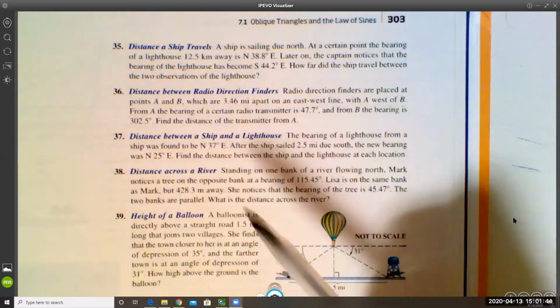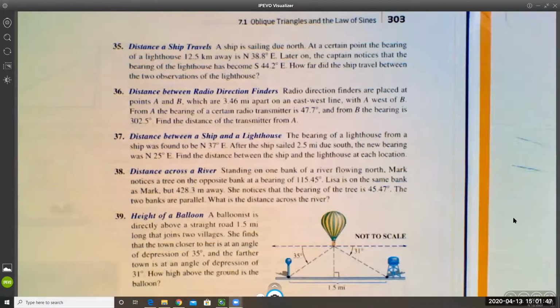Okay, so number 38 says, standing on one bank of a river flowing north, Mark notices a tree on the opposite bank at a bearing of 115.45 degrees. We didn't really talk about how this works. When we talked about bearing, we said that usually they give you bearings like north 45 degrees east or something like that. When they don't give you the direction, it's assumed to be measured from the north. So when they say 115.45 degrees, they're saying from the north. Okay, so from due north, 115.45 degrees. And they measure this clockwise from north.